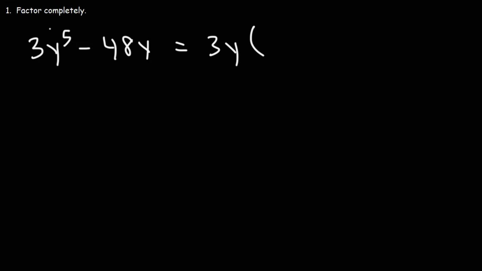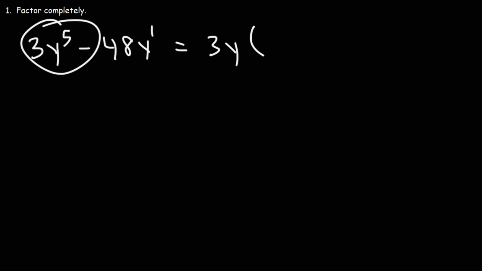Now let's move on to the next problem. So let's say we have this expression, 3y to the 5th power minus 48 times y. Go ahead and factor completely. So let's begin by taking out the GCF. The GCF is 3y. 3 and 48, they're both divisible by 3. And we could take out at least one y variable from both of those two terms.